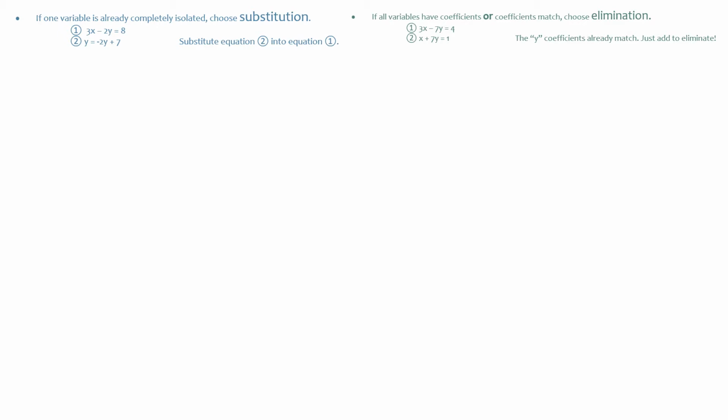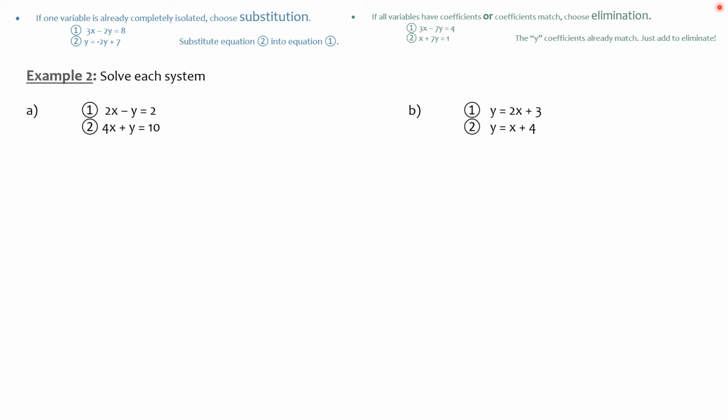So once again, there are our two methods, substitution and elimination. And let's look at our next example. We have two parts to this one. So let's look at part A first, solve each system. Okay, what do you want to do, substitution or elimination?